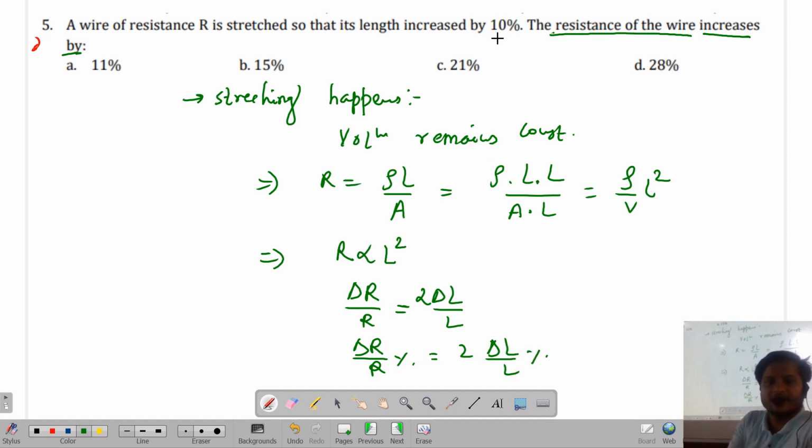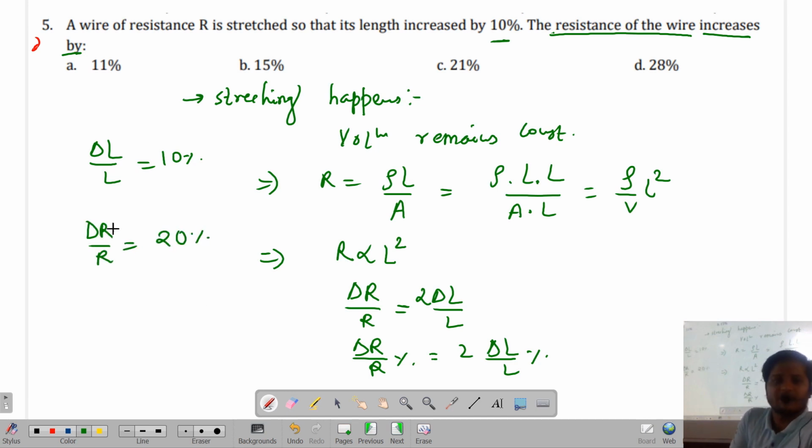So now look over here. If I increase the length by 10%, resistance increases by total 20% or not? Delta R by R is 20%. So if change in length is 10%, delta L by L is how much? 10%, or not? It is given as 10%. So delta R by R is going to be how much? 20%. Got it or not? But what is delta R? Delta R is new resistance minus initial resistance divided by initial resistance, or not? That is equal to 20%.